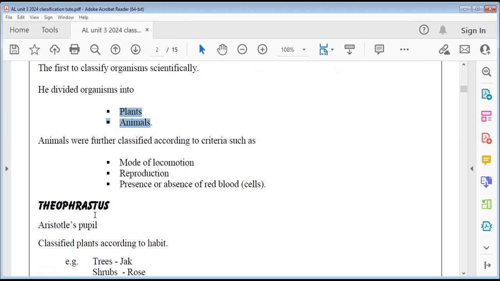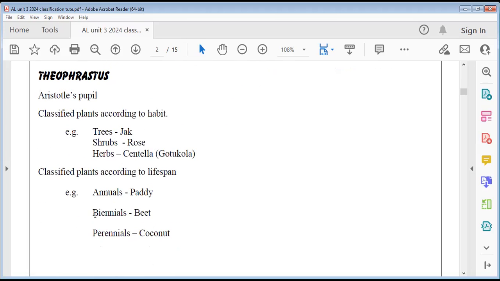After Aristotle, another person, Theophrastus, is said to be a pupil of Aristotle. I don't know how important that is for this history. Okay, thank God they have not introduced the teacher of Aristotle. So they can introduce Theophrastus as a single individual, no need to say Aristotle's pupil. What kind of importance it has, I don't know.